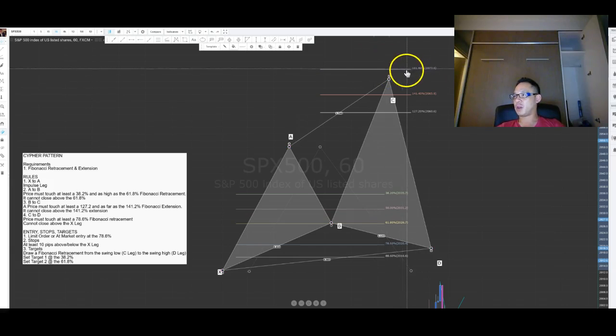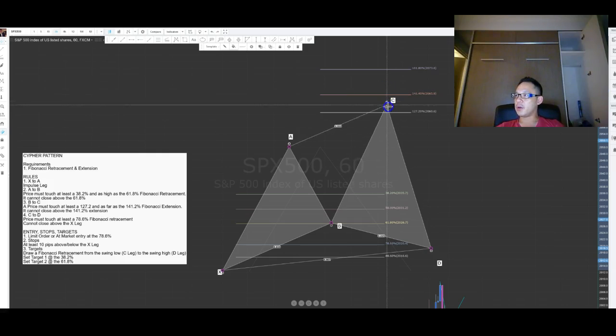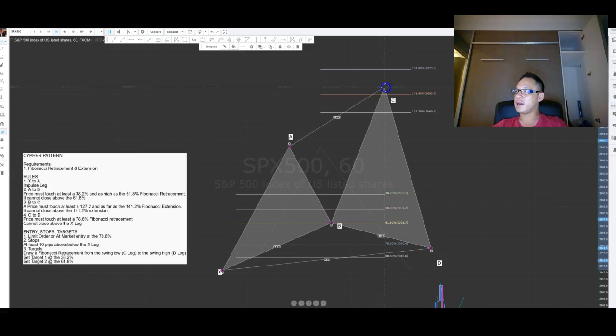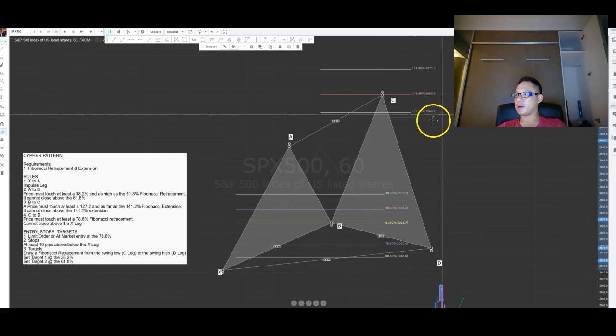It can't cross above the 161, and again, the candle cannot close above the 141.2%. So you can go here, up to here, even up to here. They can't go beyond that, and you can't close above the 141. If it does violate that, that means the pattern's broken. The pattern's invalid, basically.